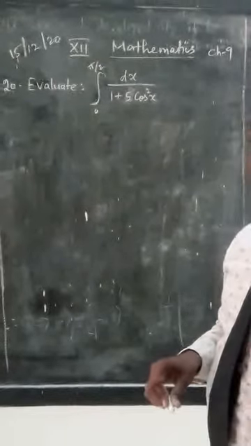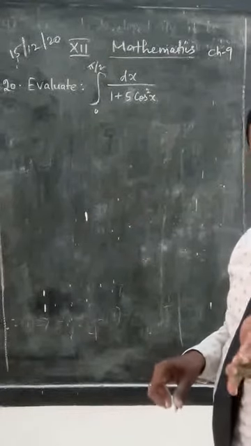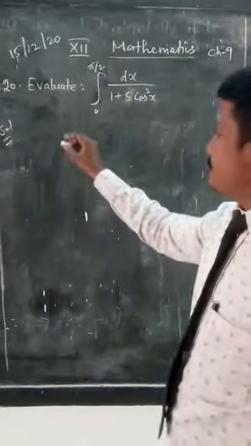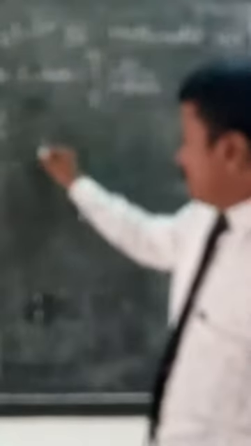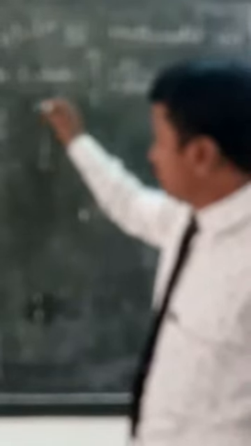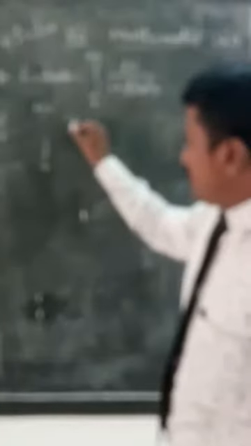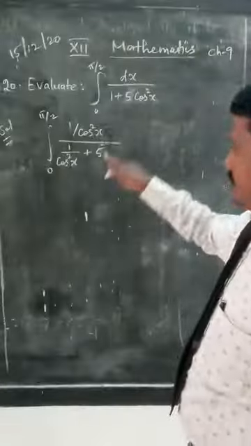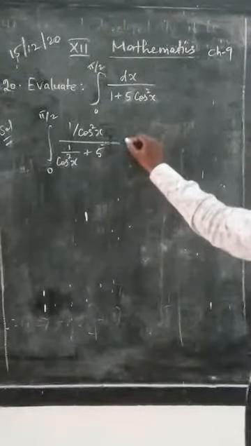As I say, each and every sum is done in a specific manner. Here also we are going to do it in a separate way. The answer starts like this. Try to understand the answer. The first step, integral 0 to pi by 2, I am just writing 1 by cos square x divided by 1 by cos square x plus 5 into dx. Can you guess how this comes?